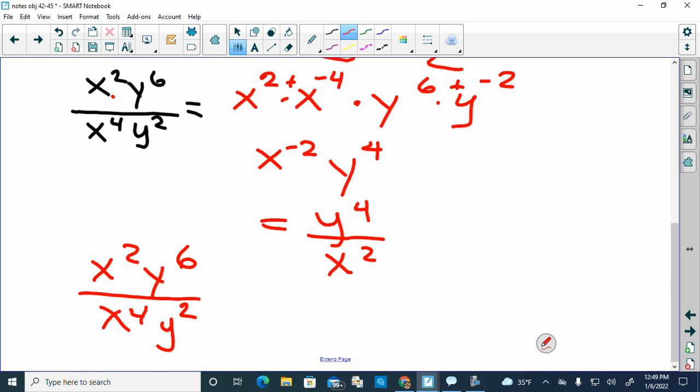Of my x's, which one is the smaller one? The 2, right? So if I move that one down, it's going to change to a negative 2, right? So that would make it x to the 2nd, and move down to the bottom. Of my y's, which one is the smaller one? The bottom one, right? So when I move it up to the top, it switches to a negative. So that would make it y to the 4.